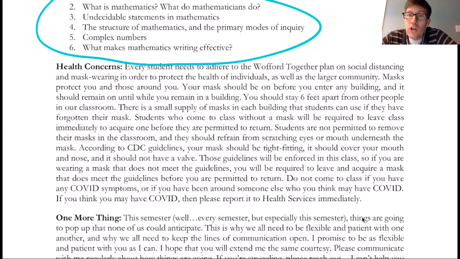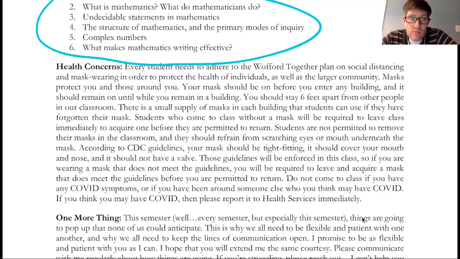Your mask should be on before you enter any building, and it should remain on while you remain in a building. You should stay 6 feet apart from other people in our classroom. If you forget your mask, there's a small supply of masks in each building that you can go to if you have forgotten it. Students who come to class without a mask will be required to leave class immediately to acquire one before they are permitted to return.